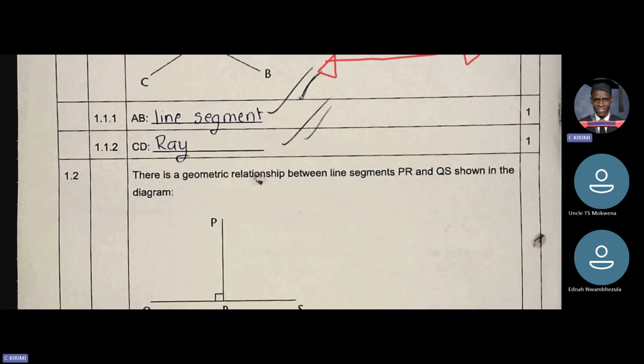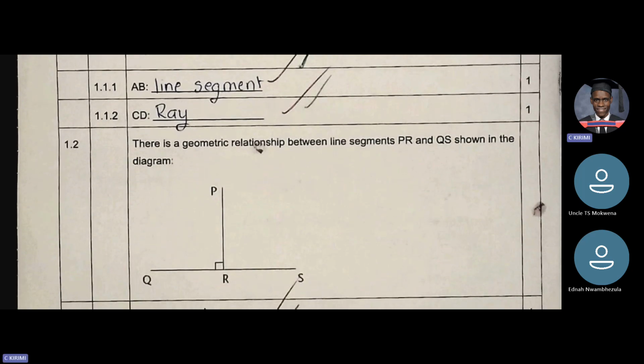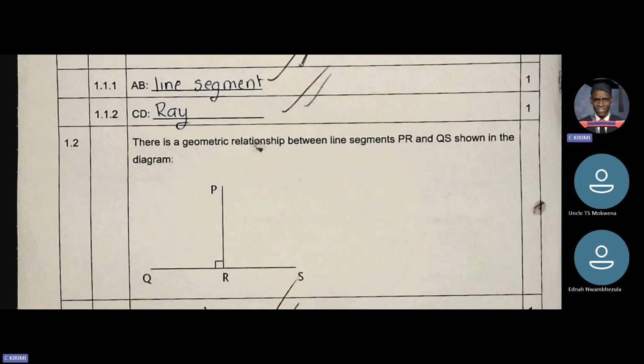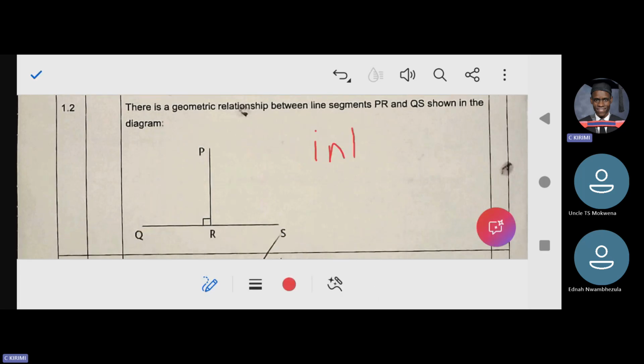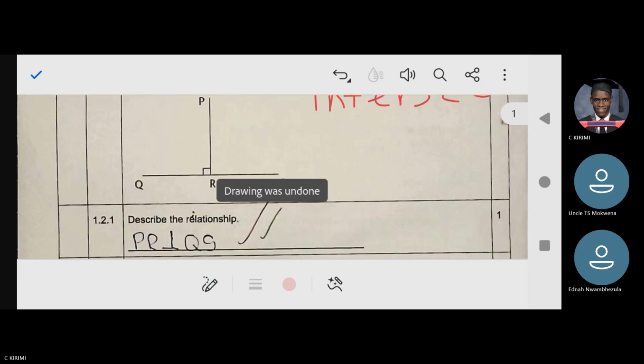All right. So there is a geometric relationship between a line segment PR and QS shown in the diagram. The hint there is that we are seeing a right angle. So it's for you to identify which two lines are intersecting each other. What do we mean by intersect? We mean which two lines cut each other. To intersect is to meet or to cut. So which two lines intersect, or which two lines are meeting at a point, perpendicular. That's what you are supposed to define whenever you see a symbol of a right angle, which is 90 degrees. So the relationship there, describe.